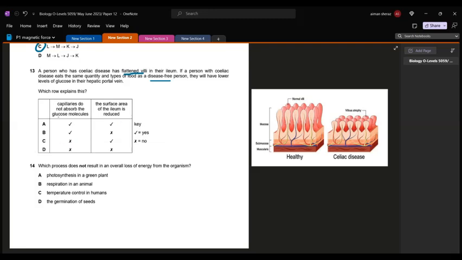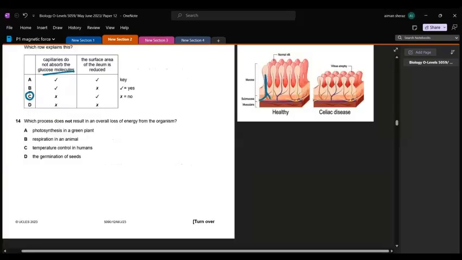Now capillaries do not absorb the glucose molecules. They have not mentioned that in the question itself. And also, capillaries are visible in a healthy person as well, and you can also see them in the person who has been affected. So they are not actually affecting the absorption of the glucose molecules. So C is the option. Question number 14.